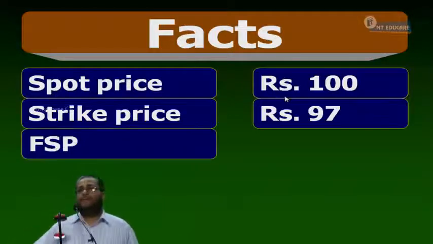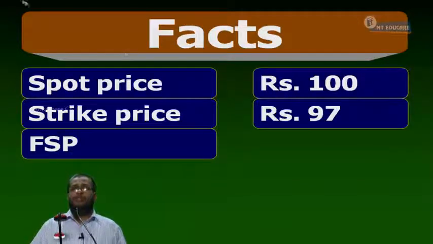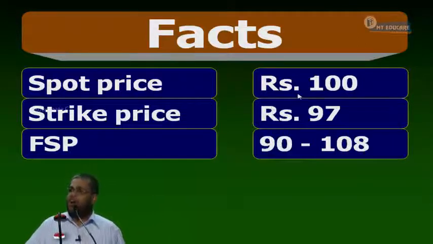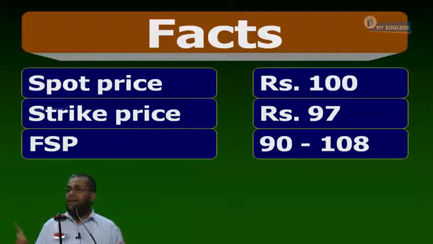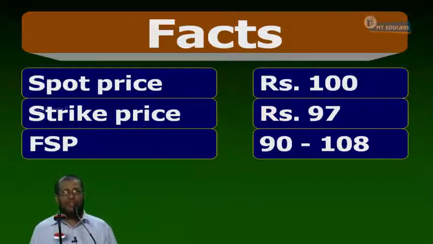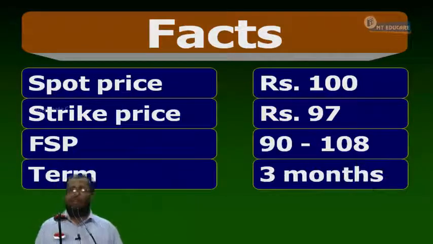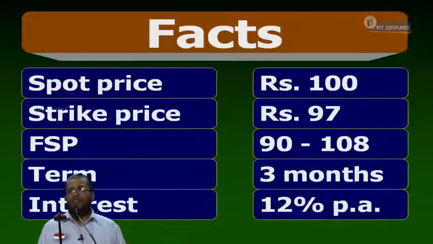Now, FSP, that is a possible future spot price on the maturity date, can be 90 or 108. It is not 90 to 108, it is 90 or 108. Binomial can take only two values and not a range of values. Can I proceed? And the term of the option is 3 months. The interest rate is 12%. This is all the details given.